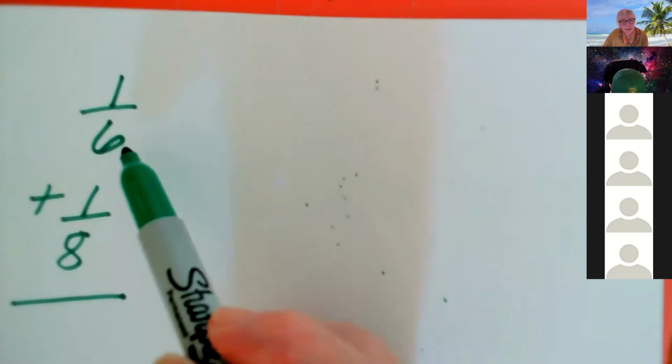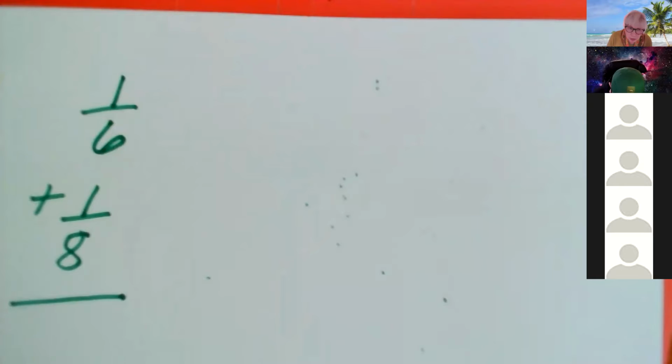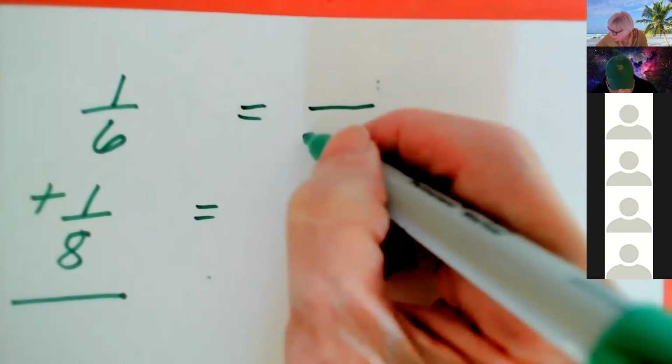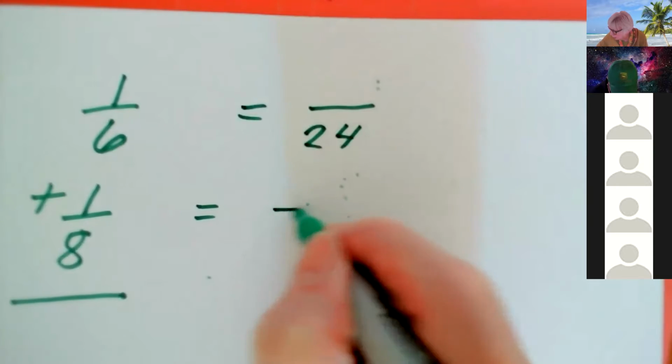Now, multiplying 6 times 8 is 48, but that's too big. And when you work with numbers that are too big, you give yourself extra steps that you don't really want or need. Does anybody know the correct common denominator? 24? It is 24. So this may still be guessable.